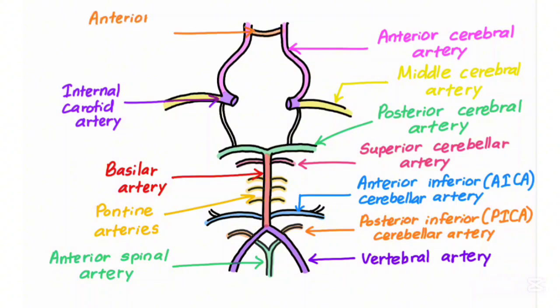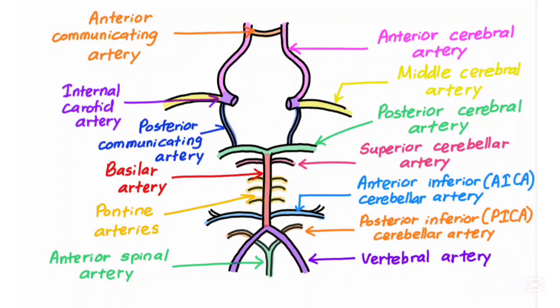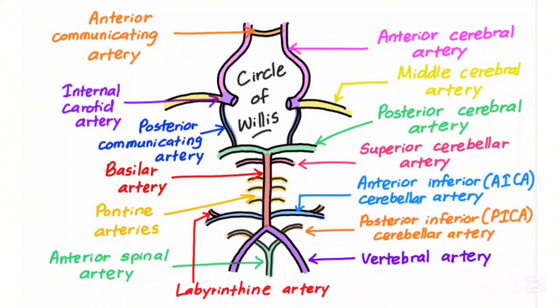Here's the anterior communicating artery, which connects the two anterior cerebral arteries. And here's the posterior communicating artery, which connects the posterior and middle cerebral arteries. And there's a small but very important artery known as the labyrinthine artery, which supplies the inner ear. As you can see, here's a circle-shaped network of arteries, and it is known as the Circle of Willis, and it ensures continuous blood flow to the brain.